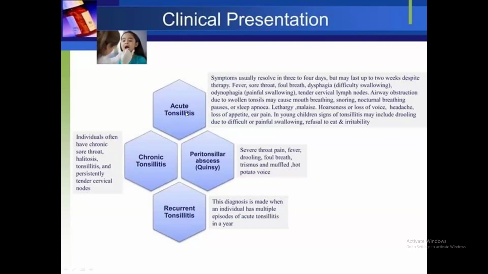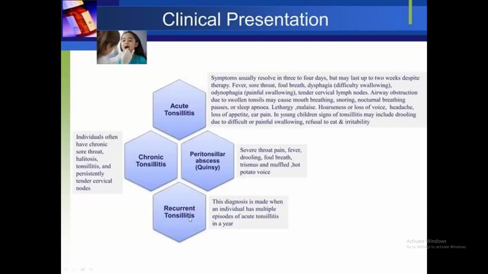We are differentiating acute tonsillitis, chronic tonsillitis, peritonsillar abscess, that is quinsy, recurrent tonsillitis, and adenoids. So what happens in peritonsillar abscess? There is severe throat pain, fever, drooling of saliva, foul breath, trismus, and a muffled, hot potato voice.